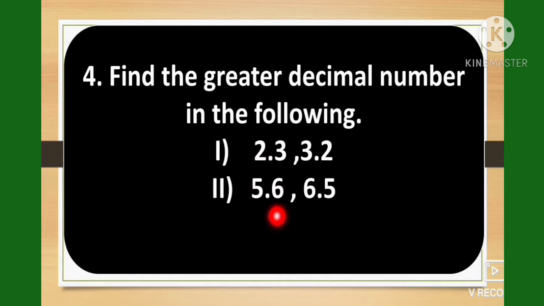And in the second one, here in the whole part 5 is given and in the whole part 6 is given. So which is greater? Greater number is 6. So 6.5 is greater than the decimal number 5.6.